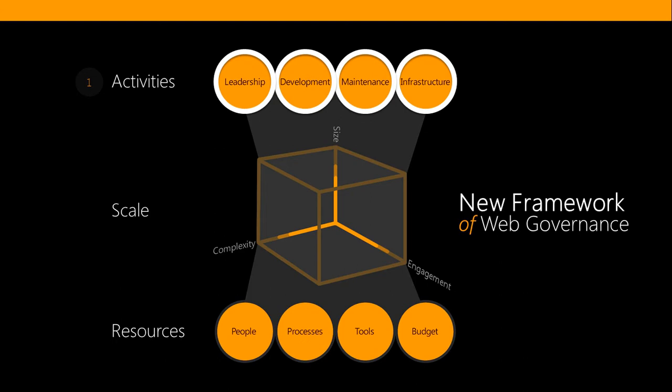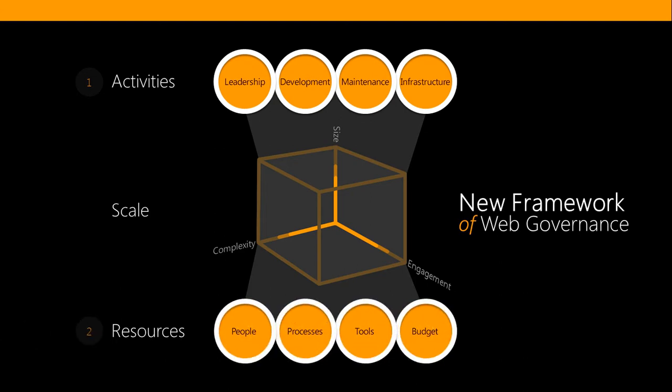At the base, we have the four resources. These describe everything you must provide in order to ensure the above activities can take place. And at the heart of the model, we have the concept of scale. Scale is a measure of the complexity, size, and levels of engagement of an online presence, and helps determine how to configure the four activities and resources into a workable system of control.